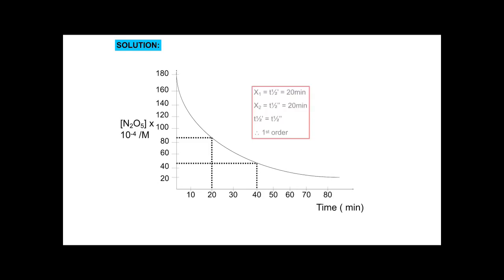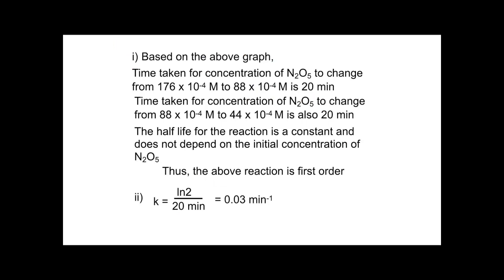Next, we find the second half-life when 88 times 10 to the power of negative 4 is reduced to half, which is 44 times 10 to the power of negative 4. The time taken is also 20 minutes. Based on the above graph, the time taken for the first half-life is 20 minutes and the time taken for the second half-life is also 20 minutes. This means that the first half-life is equal to the second half-life. So, this reaction is first order.